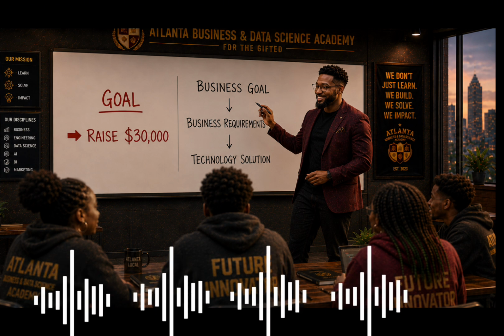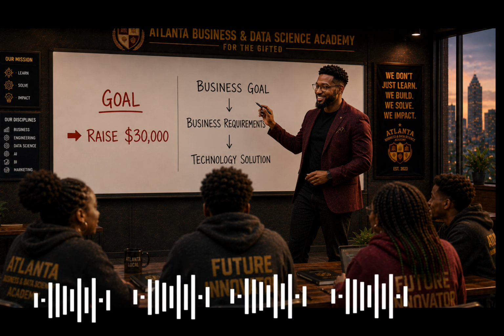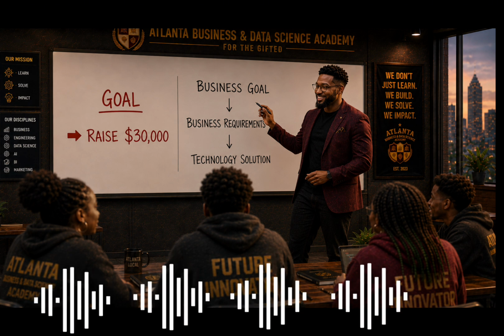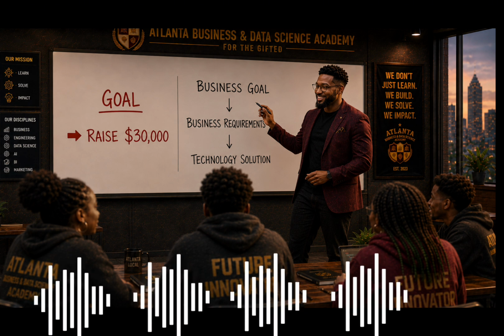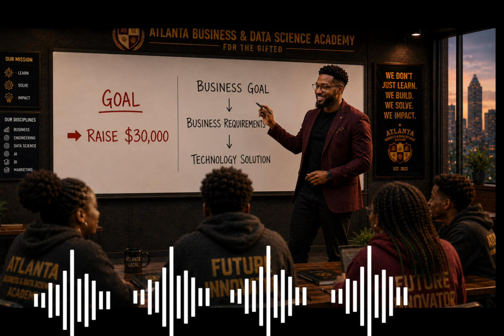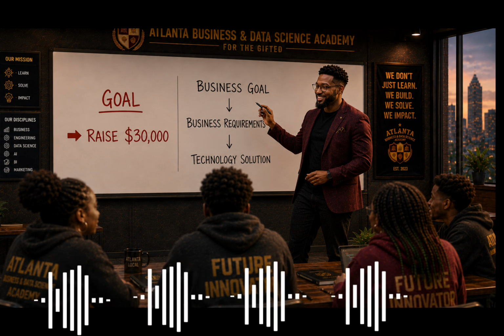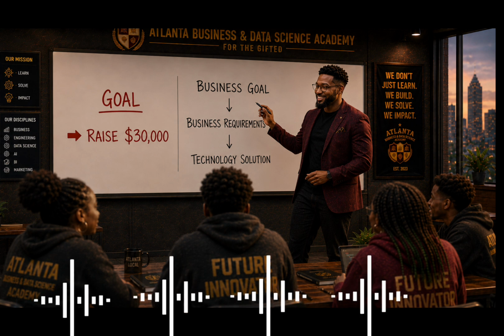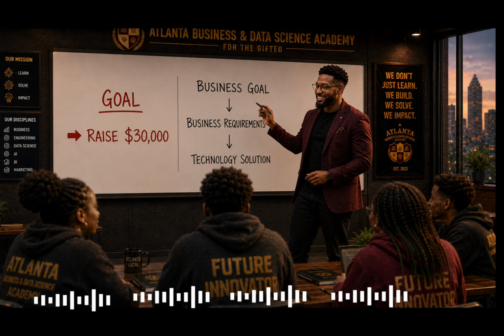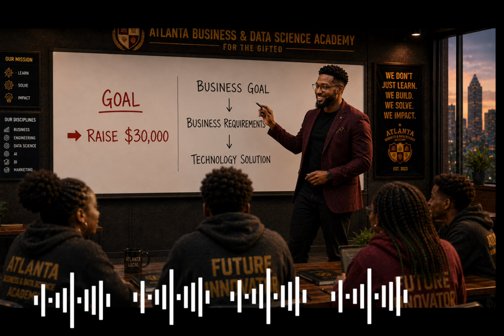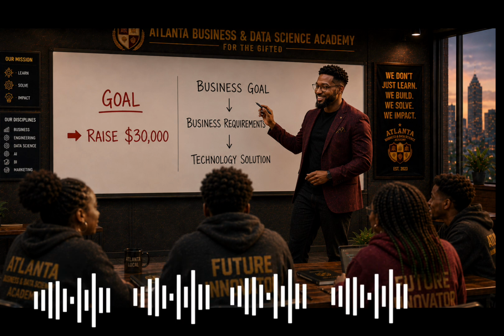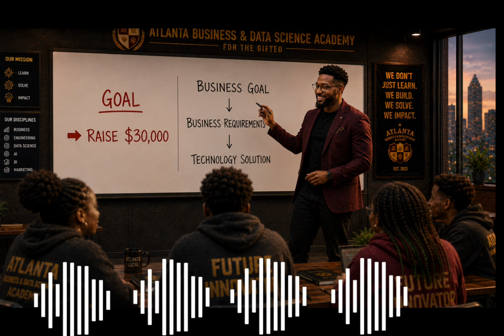So let's pretend we just finished our first meeting with Atlanta Local. After speaking with the client, we learned something very important. Their primary objective is simple. They want to raise $30,000 in donations to establish their first permanent headquarters. Now, that's a great business goal. But here's the problem. You can't build software around a sentence. You build software around measurable requirements. So our job is to take that vision and translate it into numbers.